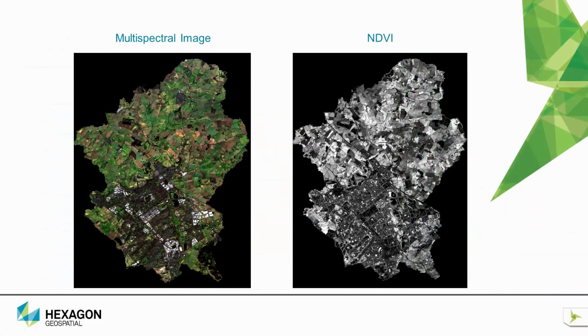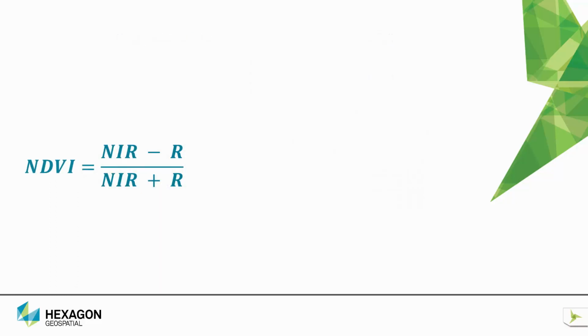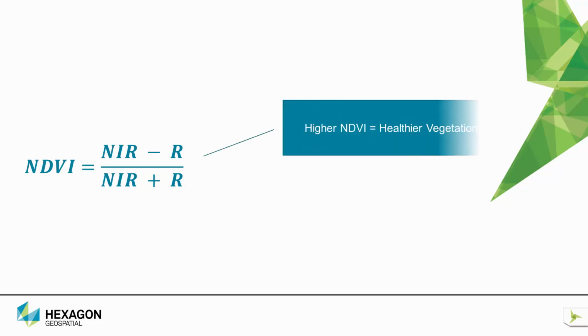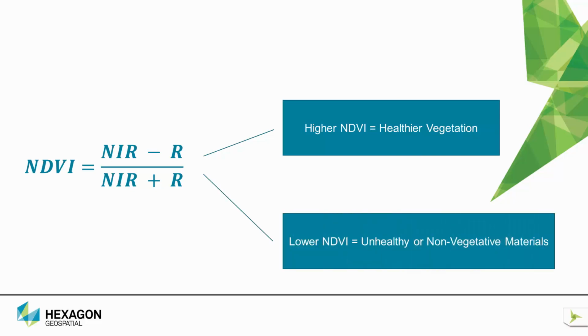The Normalized Difference Vegetation Index, or NDVI, is a vegetation index of plant greenness, or photosynthetic activity. NDVI is commonly used to indicate the amount of vigor of vegetation in an image, or to differentiate vegetated and non-vegetated areas. NDVI is given as the ratio near-infrared minus red over near-infrared plus red. Higher NDVI values correspond to healthier vegetation, while lower NDVI values correspond to unhealthy vegetation or non-vegetative materials such as bare soil, concrete, or asphalt.